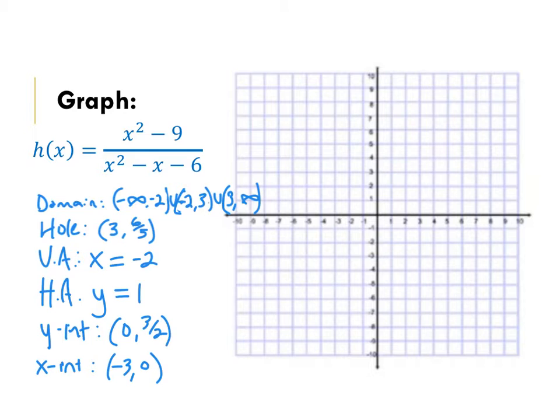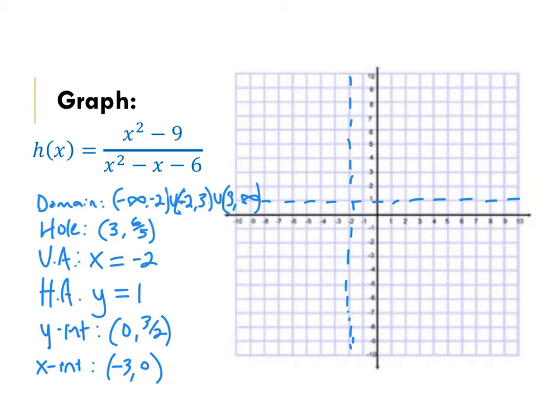Now when we sketch this function, the easiest things to sketch are the vertical asymptotes and the horizontal asymptotes. So we know there's a vertical asymptote at x equals negative 2. Let's signify that by using a dashed line. We know that there's a horizontal asymptote at y equals 1. This means that the end behavior will also approach 1 as we go to negative infinity and positive infinity.